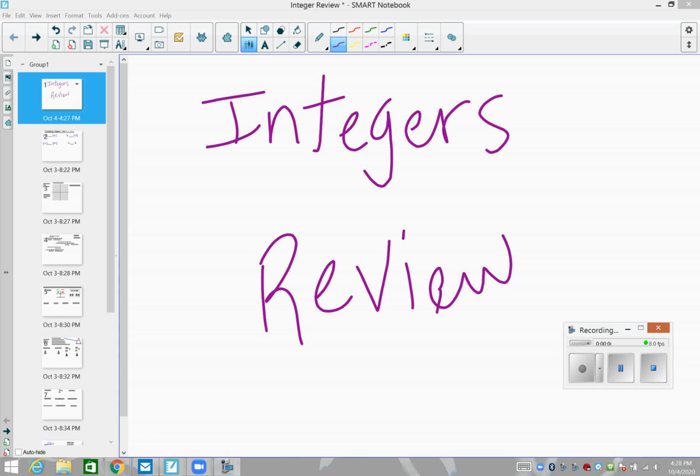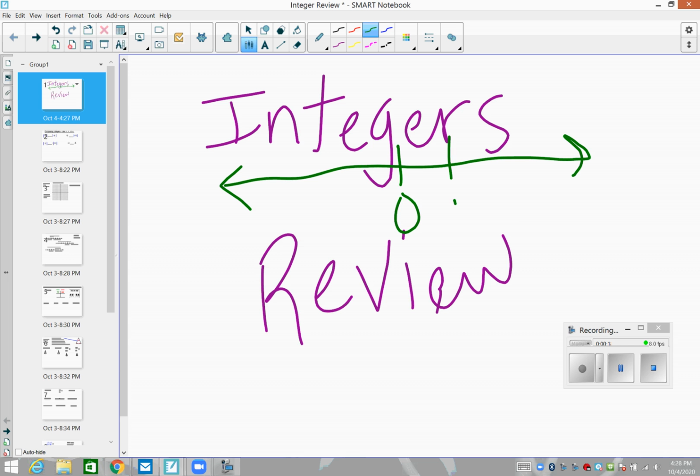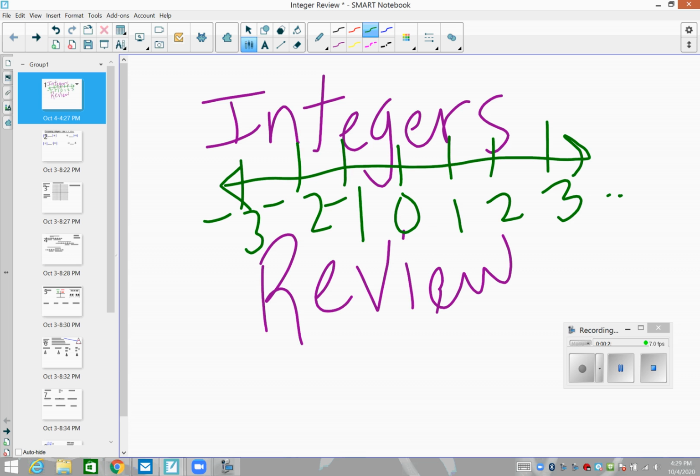Hey, math friends. So our learning target today is I can do all the skills that we've done with integers, basically. So we're going to review the integers system. So remember, integers are numbers that are on a number line. They're whole numbers that are positive, but they're also negative. They go to infinity in both directions.